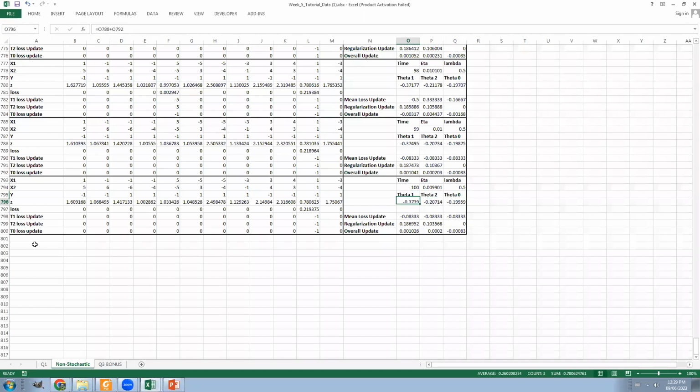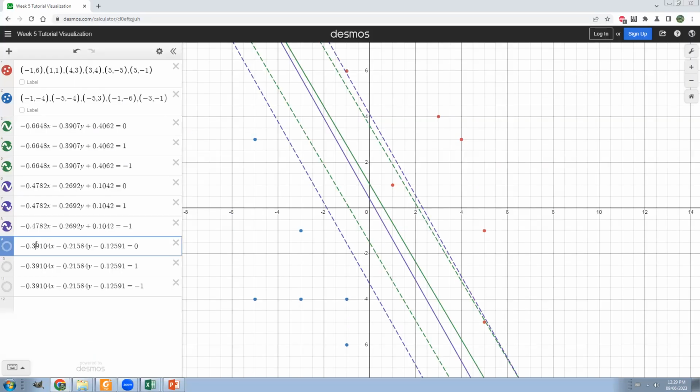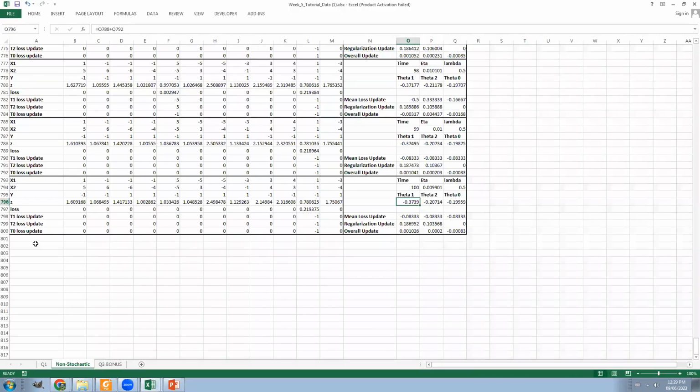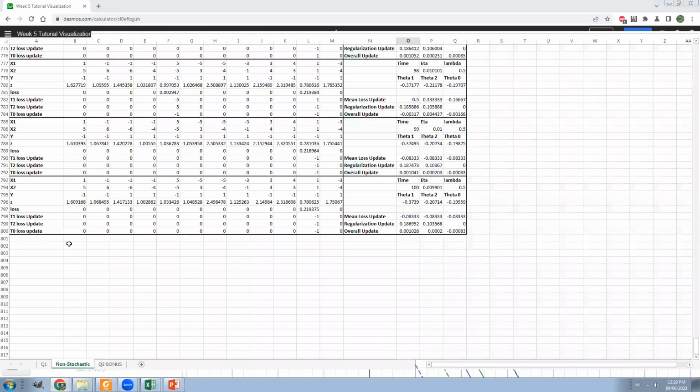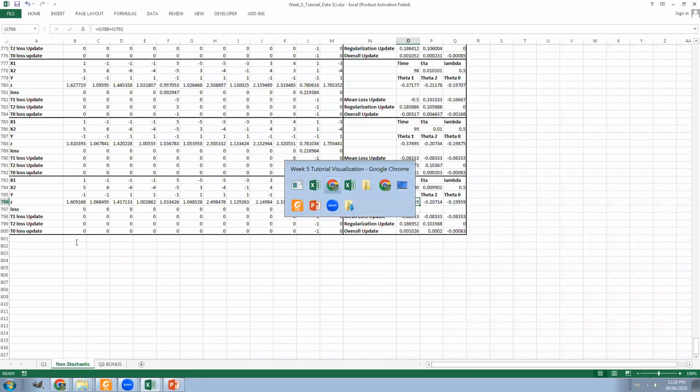So this should be 0.3739, and then 0.20714, and then 0.19959.